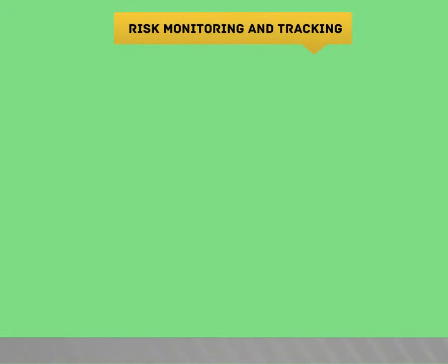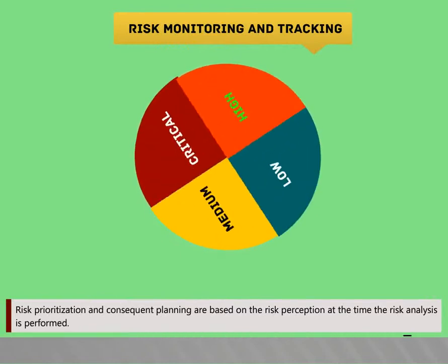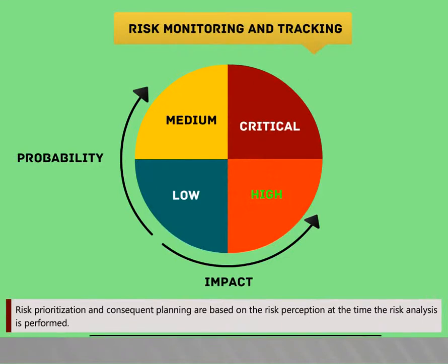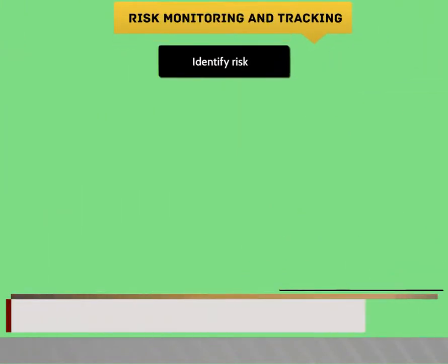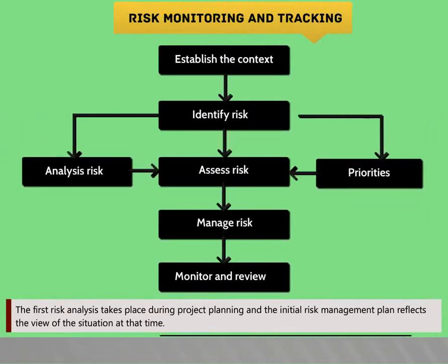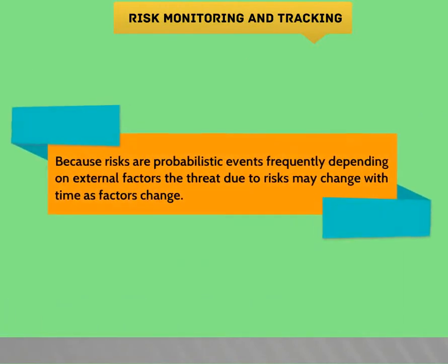Risk monitoring and tracking. Risk prioritization and consequent planning are based on the risk perception at the time the risk analysis is performed. The first risk analysis takes place during the project planning, and the initial risk management plan reflects a view of the situation at that time. Because risks are probabilistic events frequently depending on external factors, the threat due to risk may change with time as factors change.